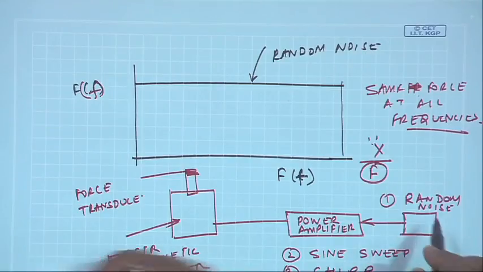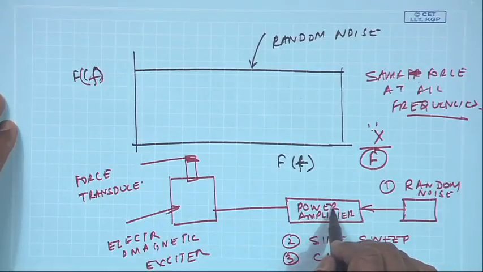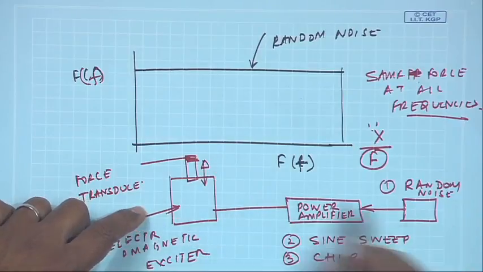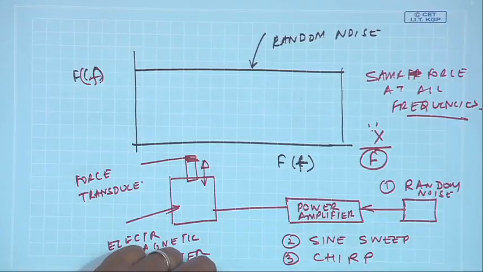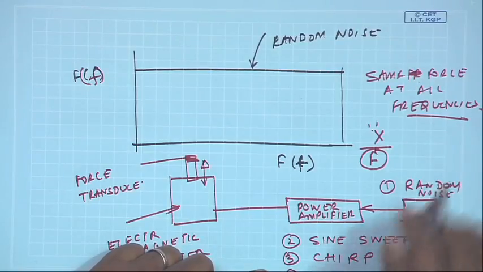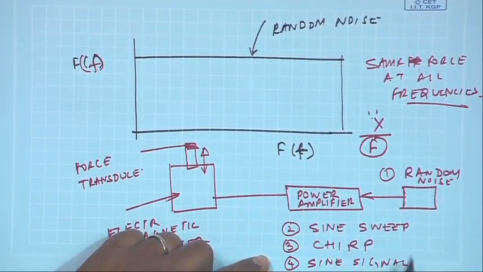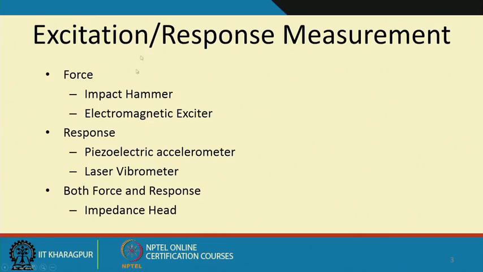These are some of the signals which could be generated out of a signal generator, and they will be amplified and drive an electromagnetic exciter, which is going to vibrate at all these frequencies, and then you can excite the structure. You can give it any signal. You can also give a sine signal, but the only problem is that a sine signal will only excite one frequency.